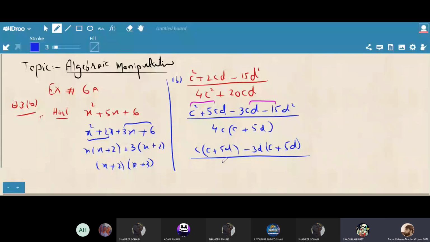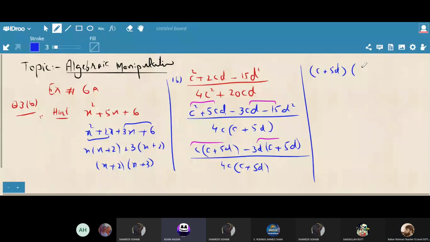Don't worry, in the next step we will be doing the same thing. Denominator 4c times c plus 5d. Are you writing with me? Yes, sir. Because after that I will edit. Okay, the next step. Again we'll take c plus 5d in one bracket, and in the second bracket, c minus 3d.